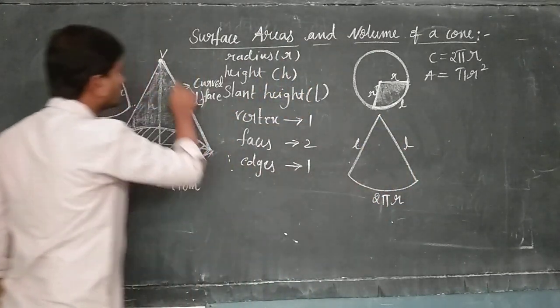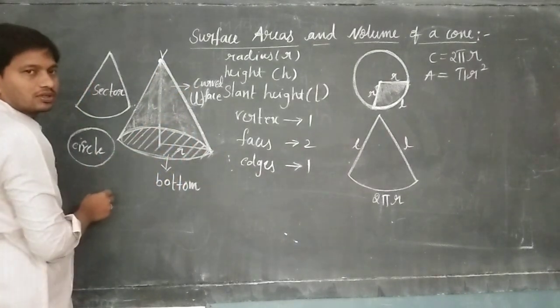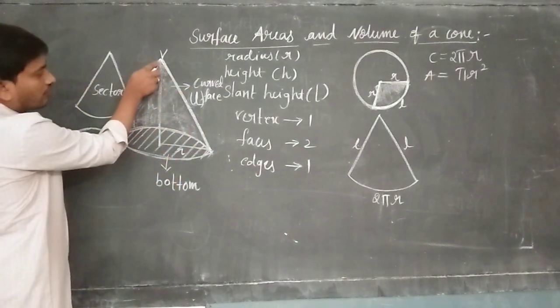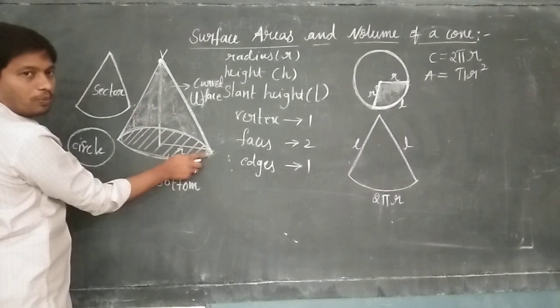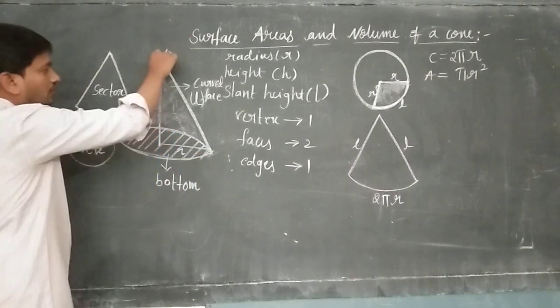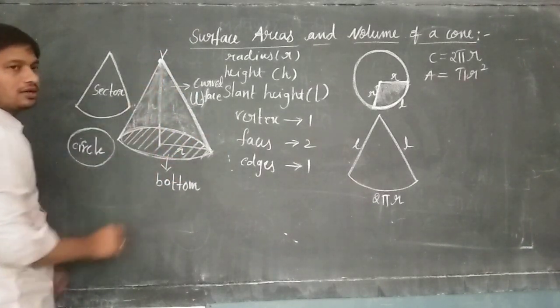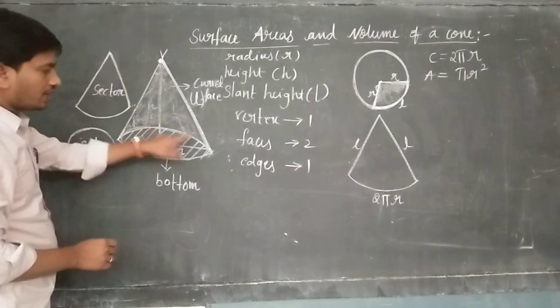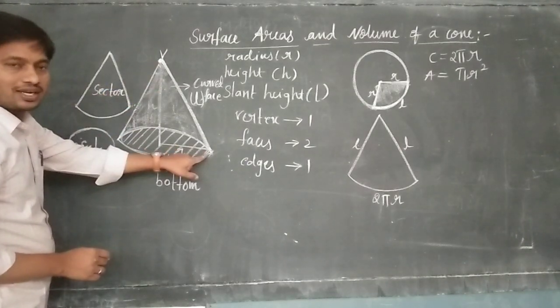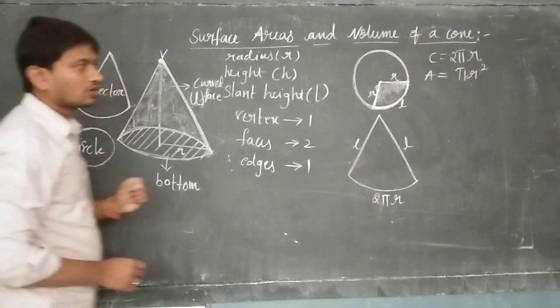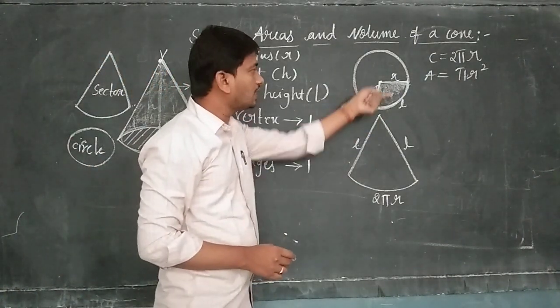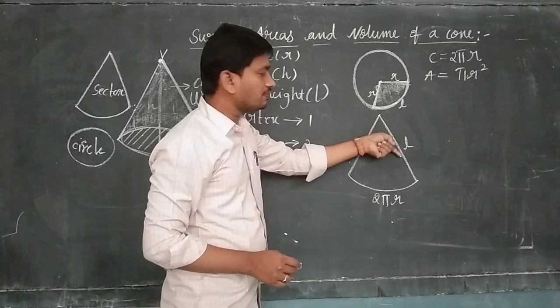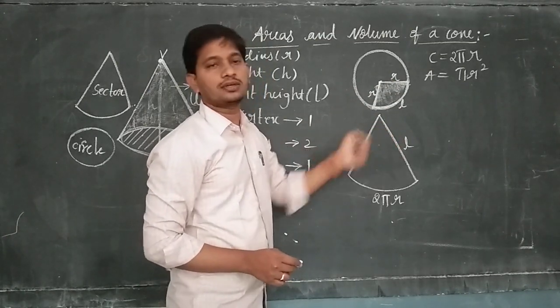See, as I told you, this is our slant height. What do you mean by slant height? It is the line segment joining the vertex to any point on the circular edge. That is the slant height. So the important point is that this radius of the sector will become the slant height.